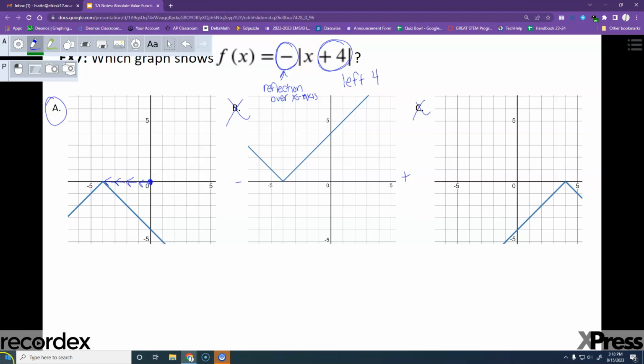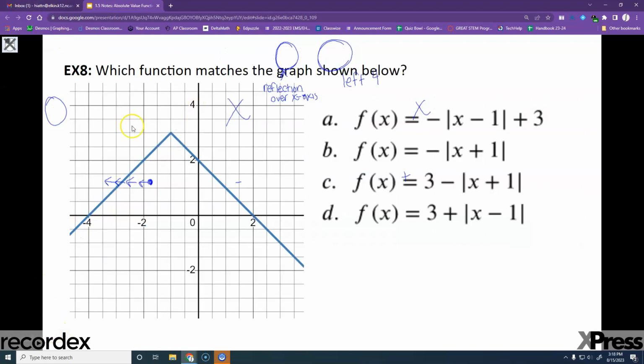So we are going to do a little more work with graphing these by hand in class tomorrow. So I am not going to do these last few examples. We're going to look at those in class tomorrow.